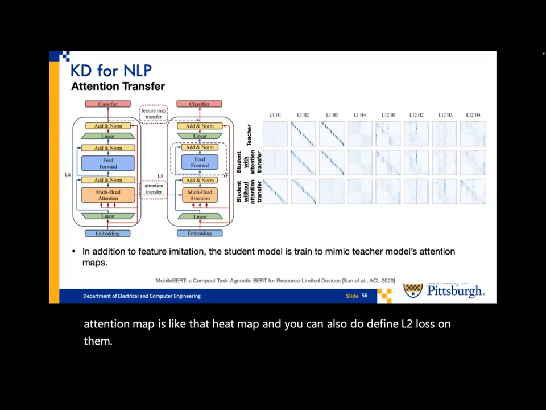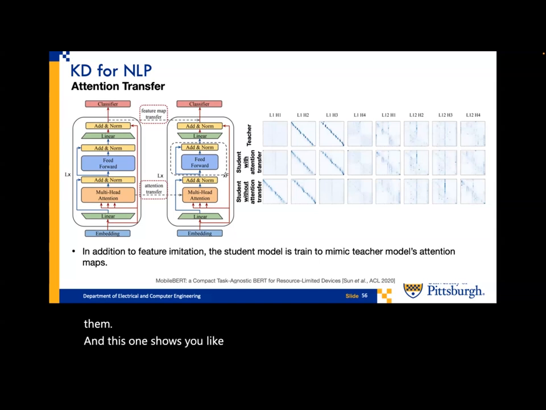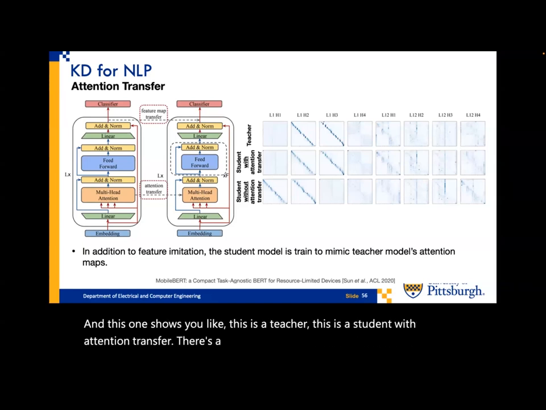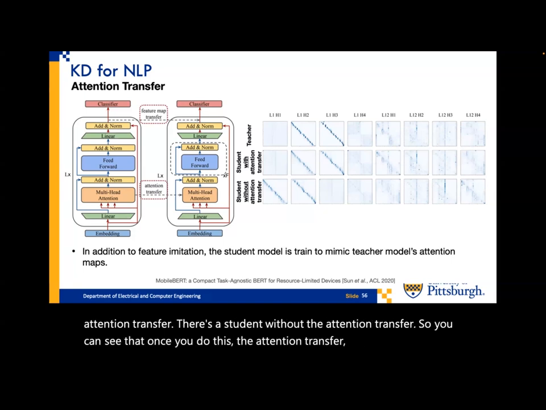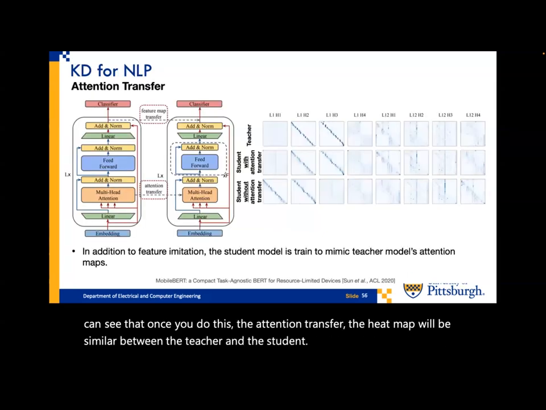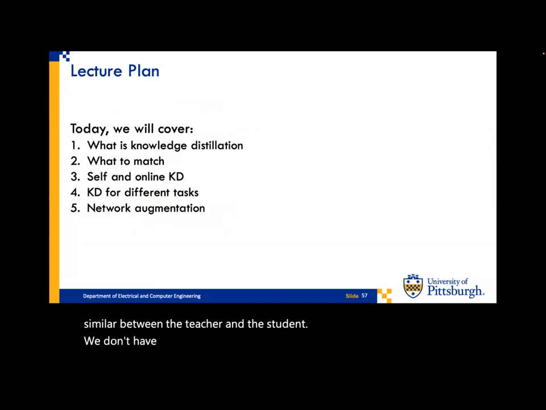This one shows the teacher. This is a student with attention transfer. This is a student without the attention transfer. You can see that once you do this, with attention transfer, the heat map will be similar between the teacher and the student. We don't have the results. All right, so that is all for knowledge distillation for different tasks.